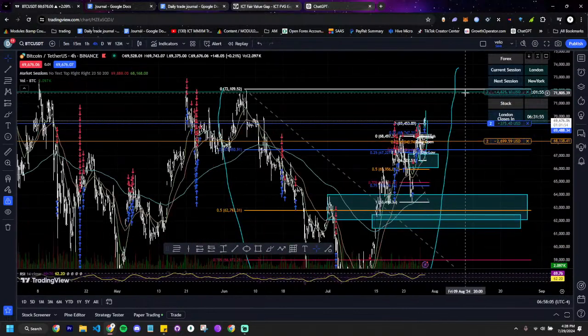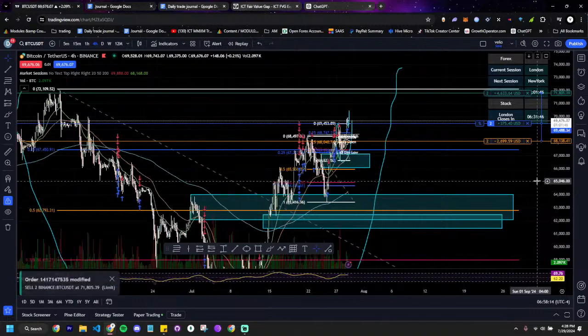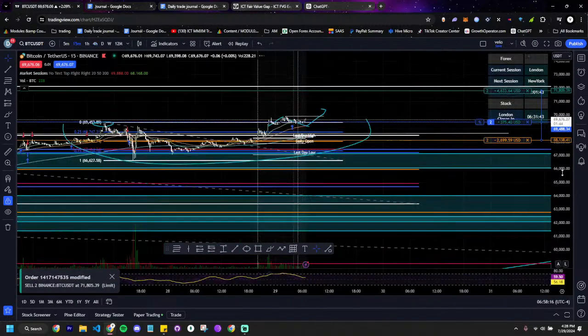That's why I'm confident in the fact that it will ultimately go and hit this swing high over here, because this is in fact the swing high. It's actually this right here. Okay, so I'm confident about that.